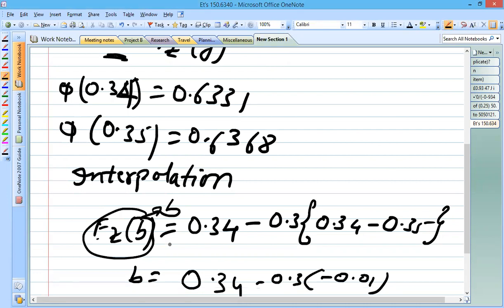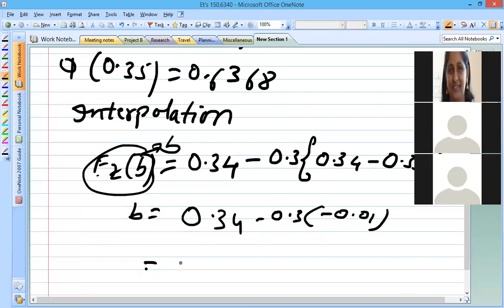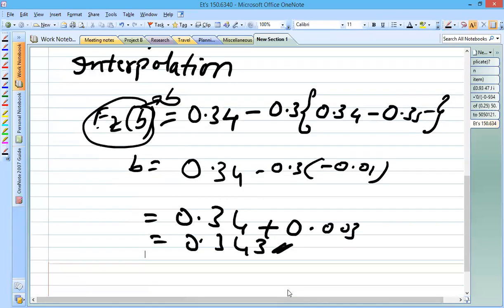So this is equal to how much? So this is equal to 0.343, plus 0.003 you'll get, right? So that will be equal to 0.343. So that is the answer.